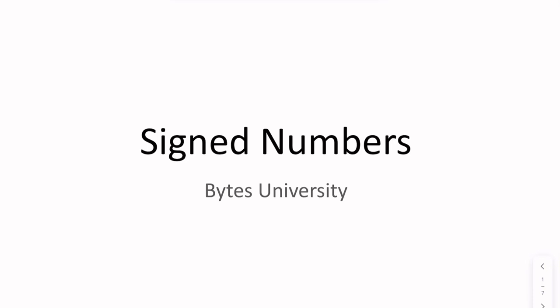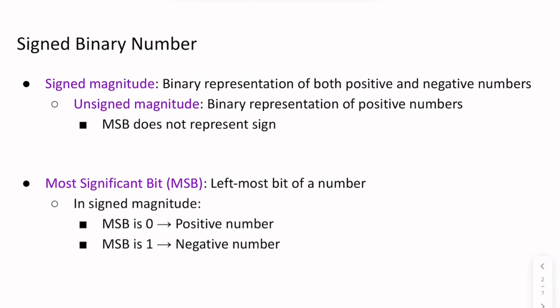Hello, today we're going to be talking about signed numbers. So sign magnitude is a binary representation of both positive and negative numbers. On the other hand, unsigned magnitude is a representation of only positive numbers, which means that the most significant bit does not represent sign. So the most significant bit is the leftmost bit of your number.